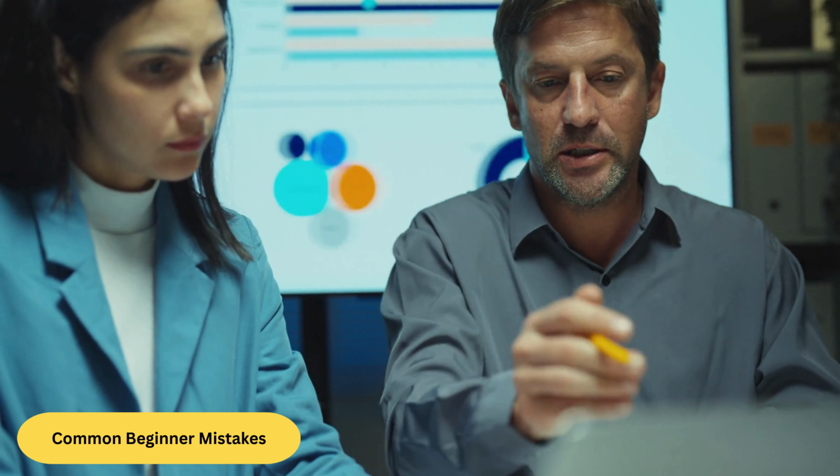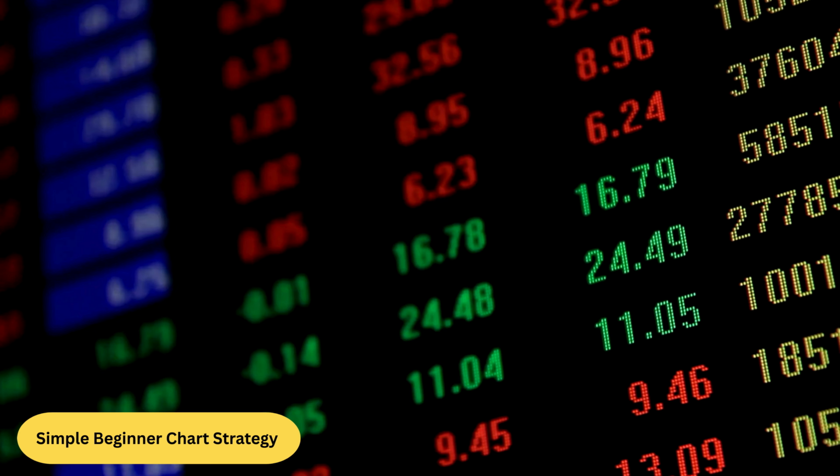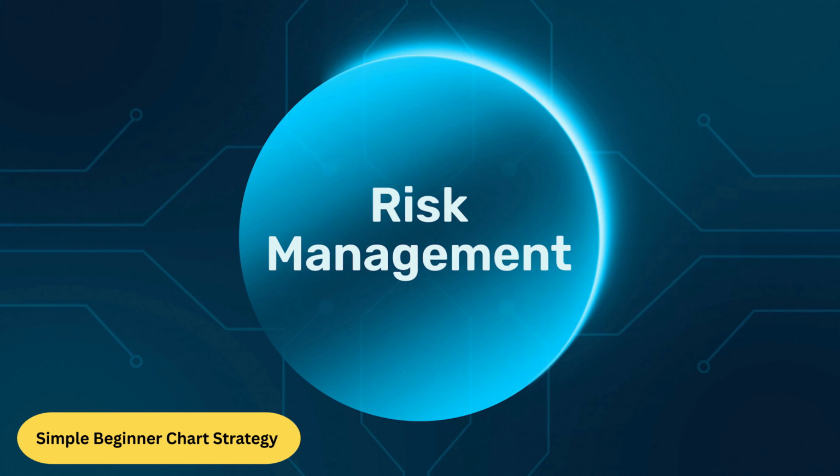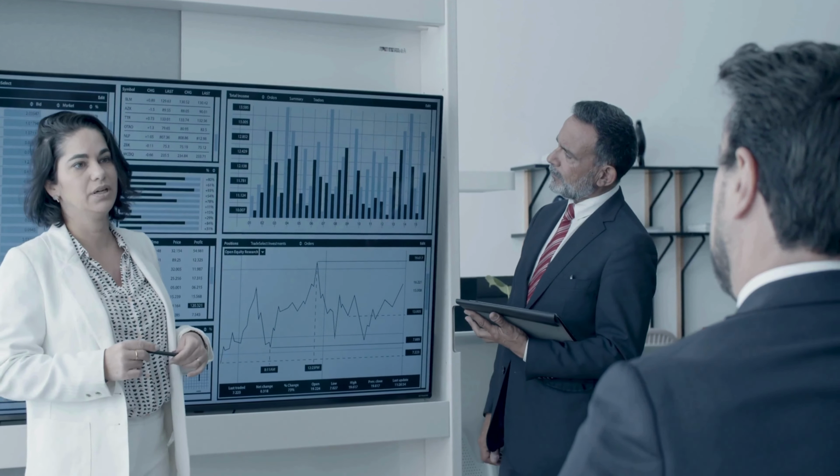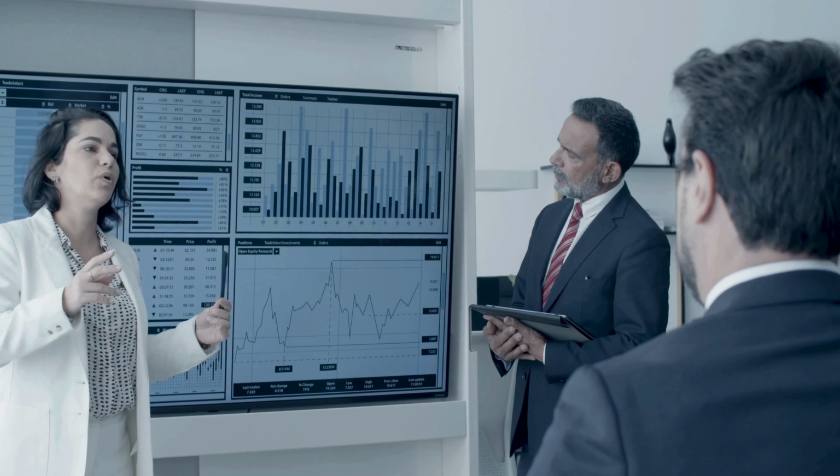Simple beginner chart strategy. Here's a simple framework. 1. Identify the trend. 2. Mark support and resistance. 3. Wait patiently. 4. Confirm with volume. 5. Manage risk. Simple beats complex. Now you understand how to read stock charts for beginners, step by step.